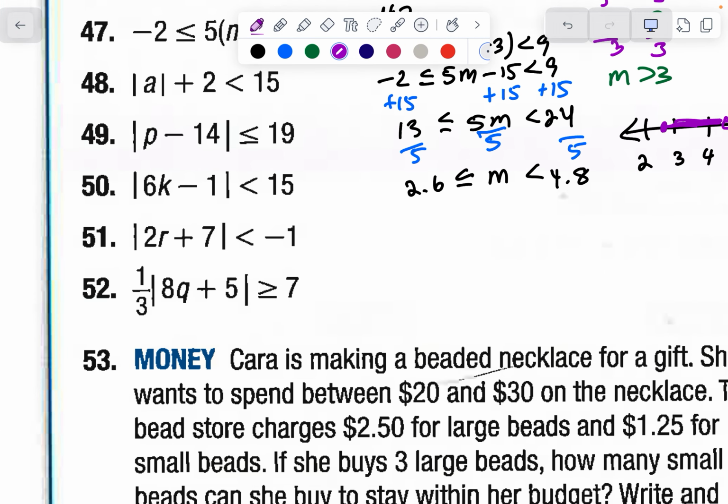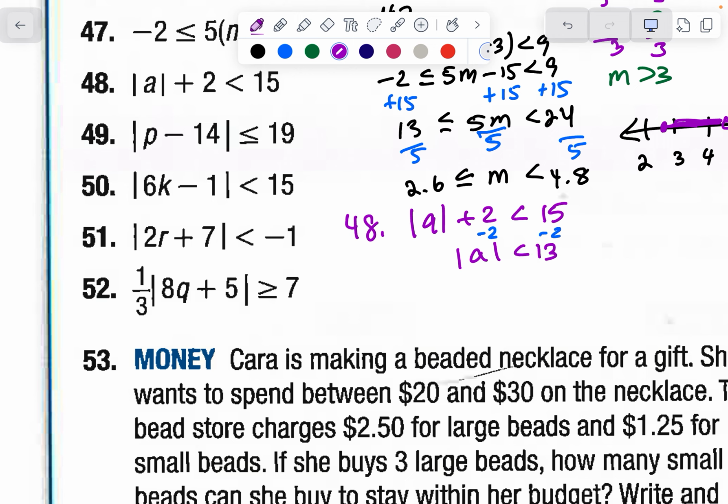For 48, the first thing I notice is that the absolute value isn't by itself. There's that +2 there. So before we can do the thing we do for absolute value less than, you must move this. So make that the absolute value of A is less than 13.